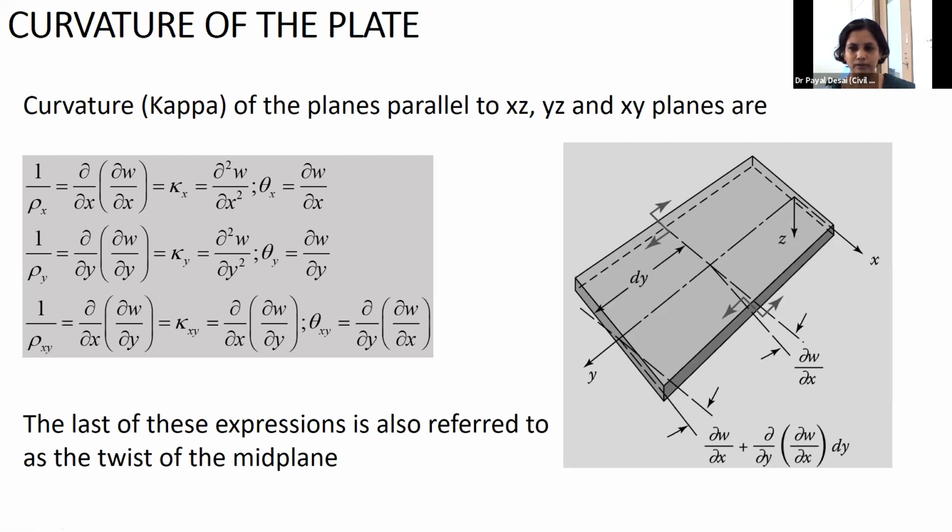So basically the last expression is referred to as twist of the middle plane. So the middle plane will also twist. You must have seen the twisting phenomenon. This is a kind of twisting that can happen in case of a plate. So though it is a bending object, there is twisting also. Along with bending, there is twisting. But in case of a beam, there is only bending.